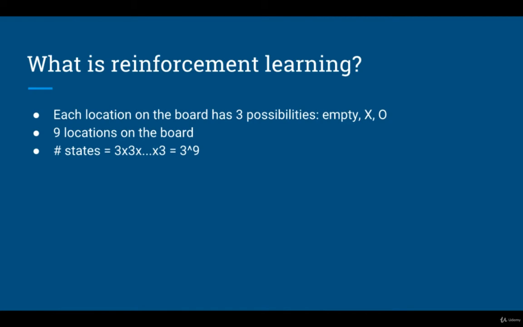Since we're not considering a tic-tac-toe game where there is a winner after you get 3 X's or 3 O's in a row, this problem is very simple. Each location on the board has 3 possible states: empty, X, or O. There are 9 locations on the board, so the total number of states is 3 to the power 9.